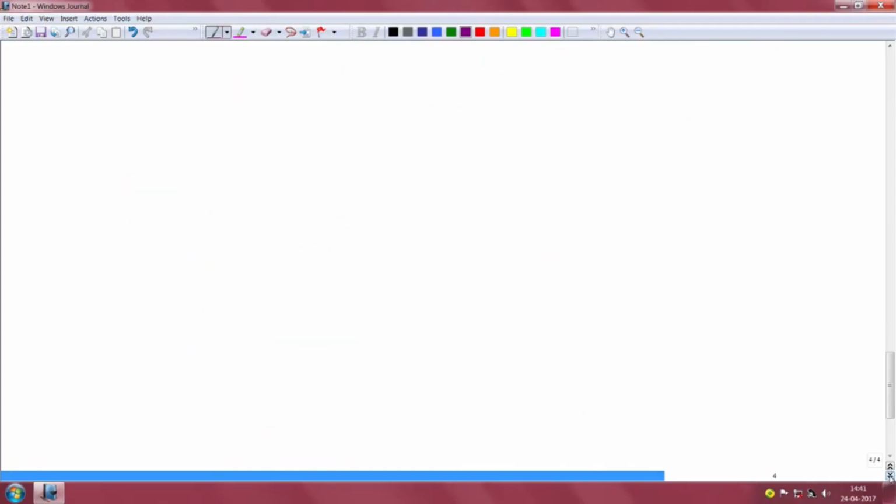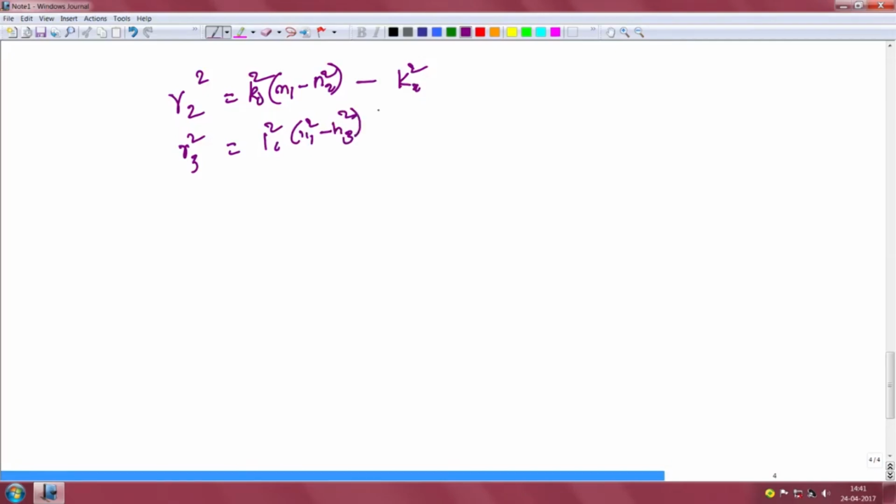Now, let me quickly put down the definitions for the decay constants. Gamma 2 is n1 square minus n2 square into K0 square minus Kx square, and gamma 3, the decay constant in the third region, is K0 square n1 square minus n3 square minus Kx square. This is for the second and third regions. So, both contain Kx.